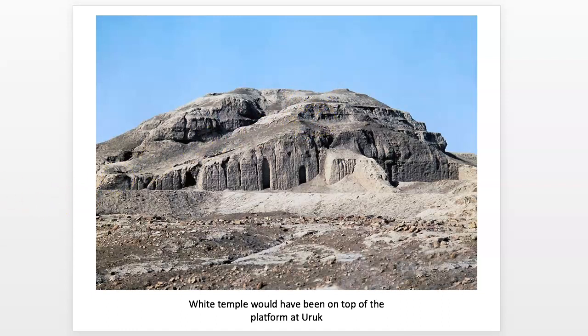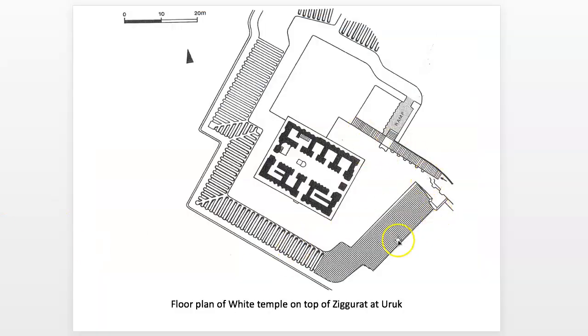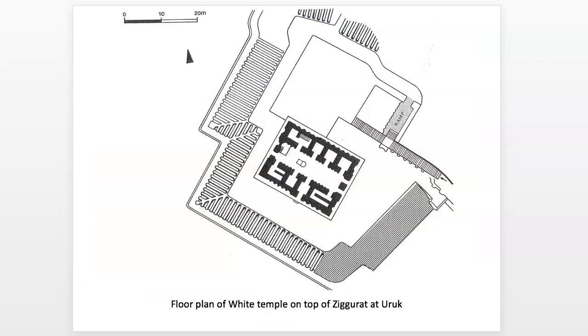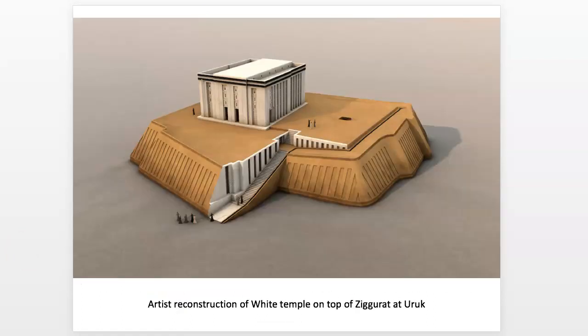You would come up to it sort of at a weird angle. And at the top of it up here would have been the White Temple. So this is the White Temple platform, and they think it probably looked something like this. It was dedicated to Anu, who was for them the sky god, and every corner of it was to a cardinal point on the compass. So north, south, east, west. And that kind of reflects that idea of the sky god.